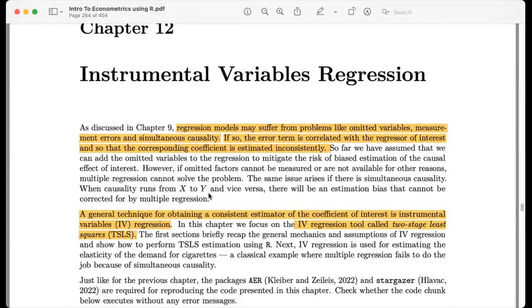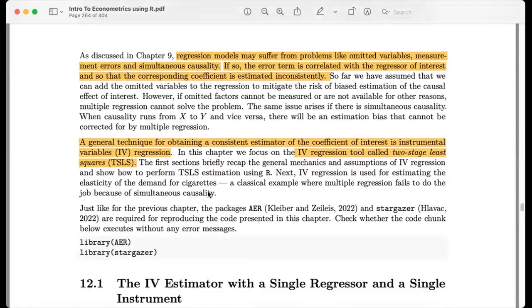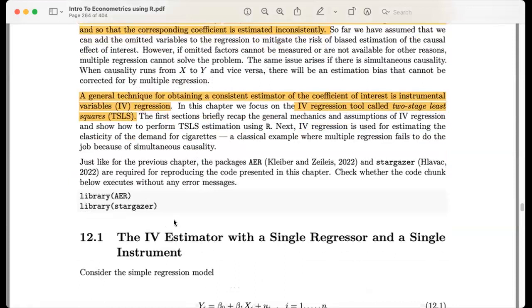So the IV regression can sometimes be called two-stage least squares. It's basically the same. There is almost no difference. And then the book will guide us through how to do all this in R. We'll be using the same packages as we did previously, the AER package and then the stargazer package to present our results in a very nice table.